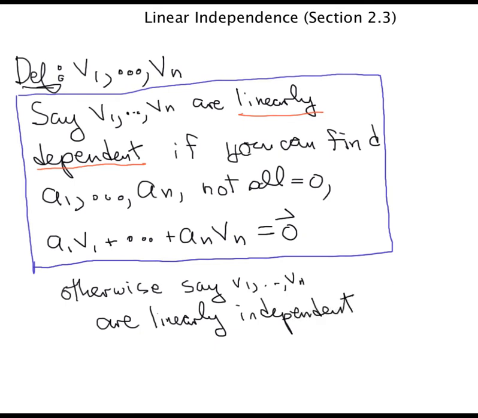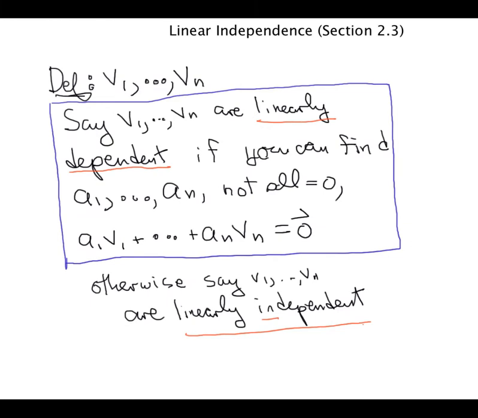Independent here is the emphasis. Independent, which is the opposite of dependent. So every set of vectors is either linearly dependent or linearly independent. Exclusive or, it's one of the two. All right, let's illustrate this with a couple of examples.